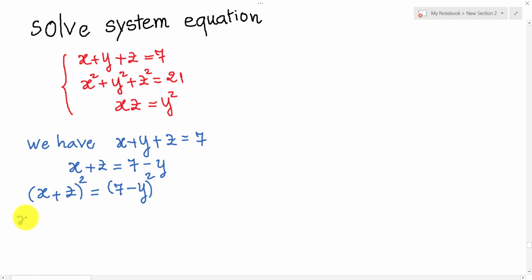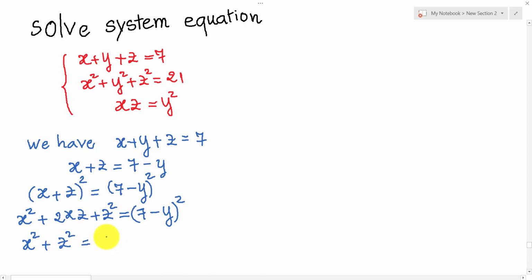And this I get x squared plus 2xz plus z squared equal 7 minus y all squared. And then I move 2xz to the right hand side and I get x squared plus z squared equal 7 minus y all squared minus 2xz.